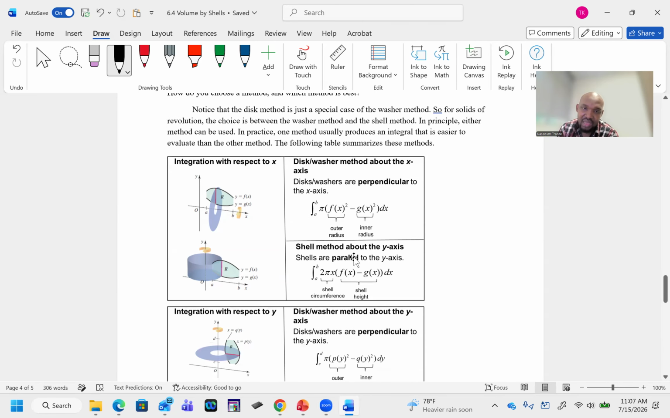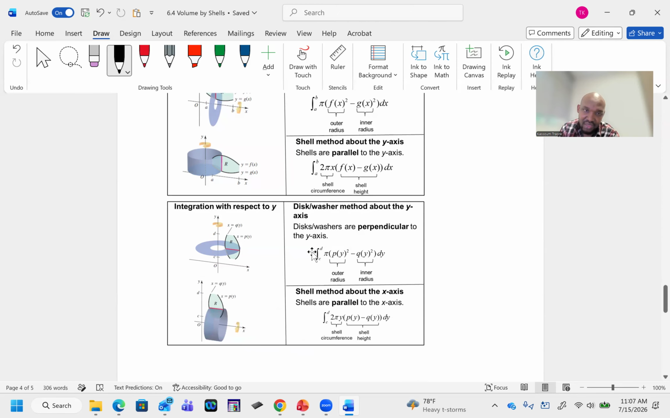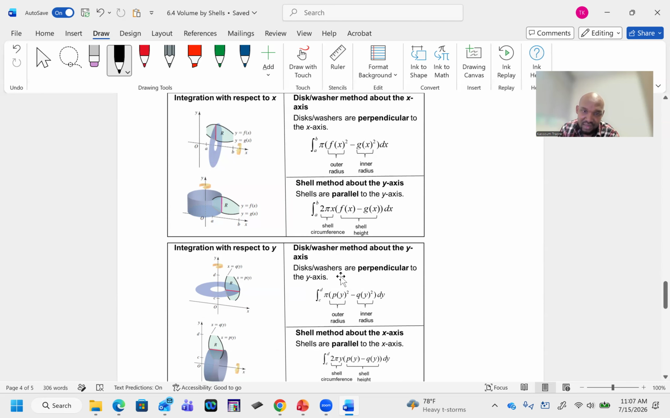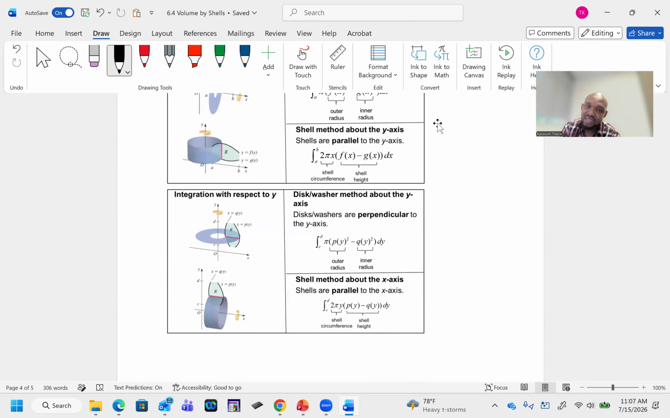And the shell method, about the y-axis. The shells are parallel to the y-axis. So it will be what? 2 pi x, which is the shell circumference, times f of x minus g of x dx. F of x minus g of x is the shell height. And when the integration is with respect to y, you see the disk washers are perpendicular to the y-axis. So this is the formula you need to know. I will see you in the next section. Practice and you'll be good.